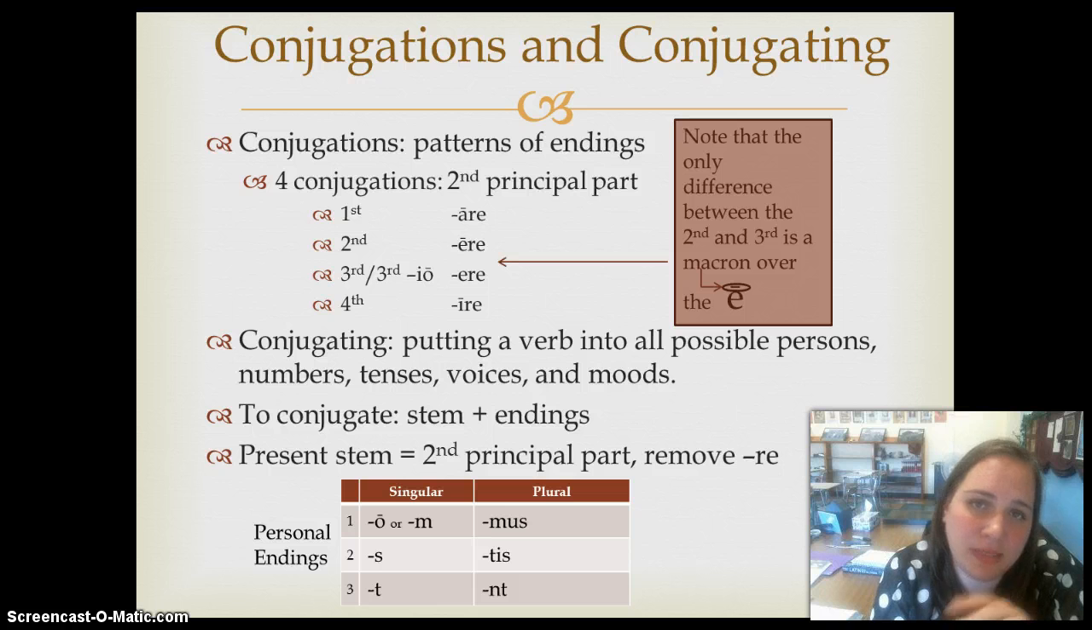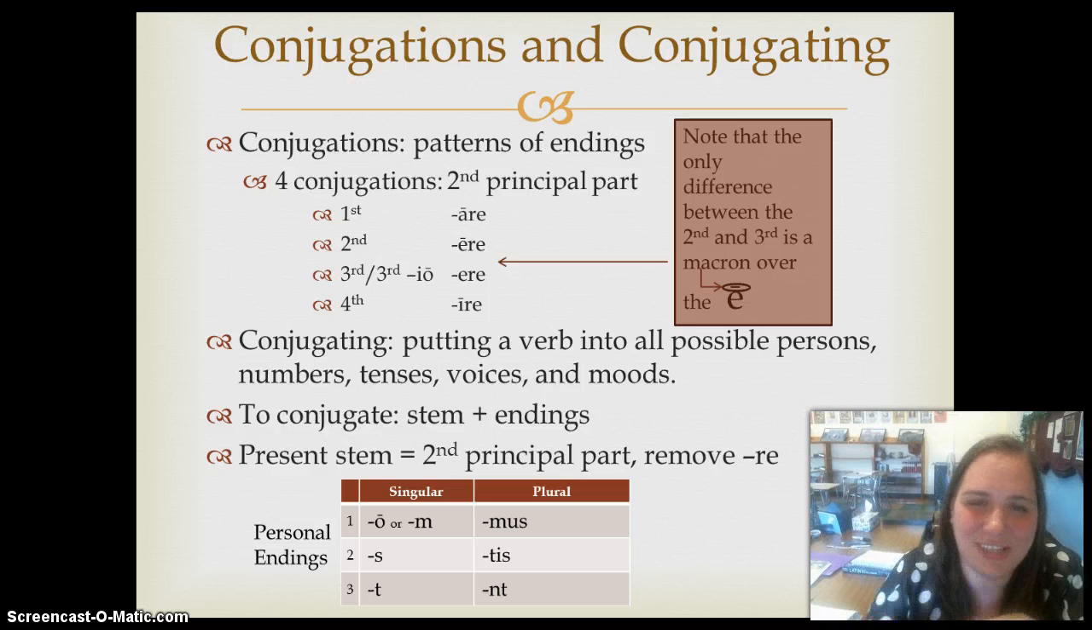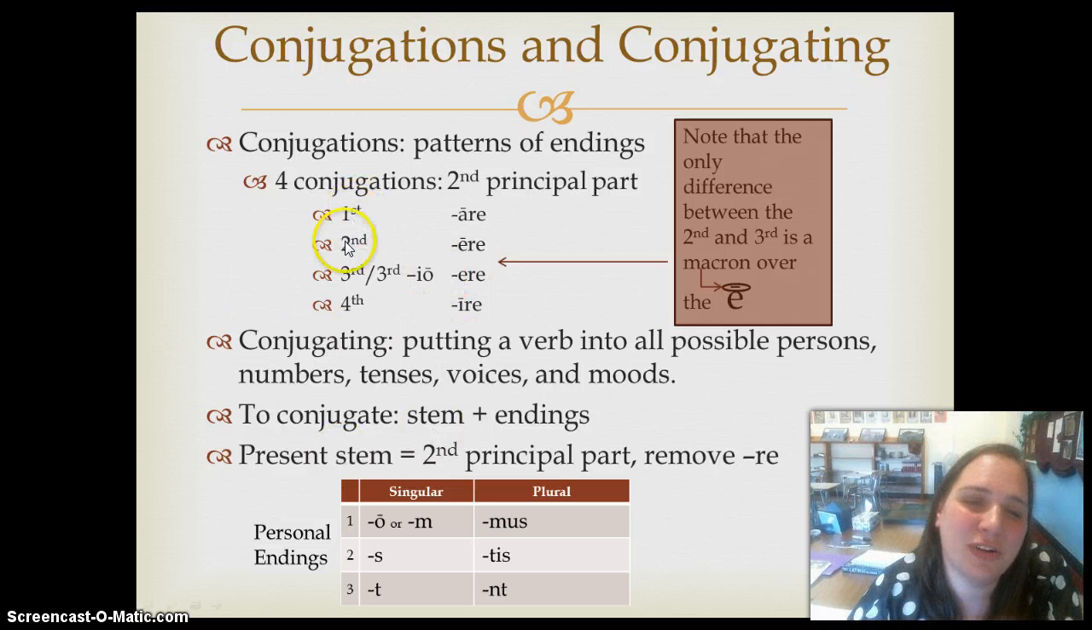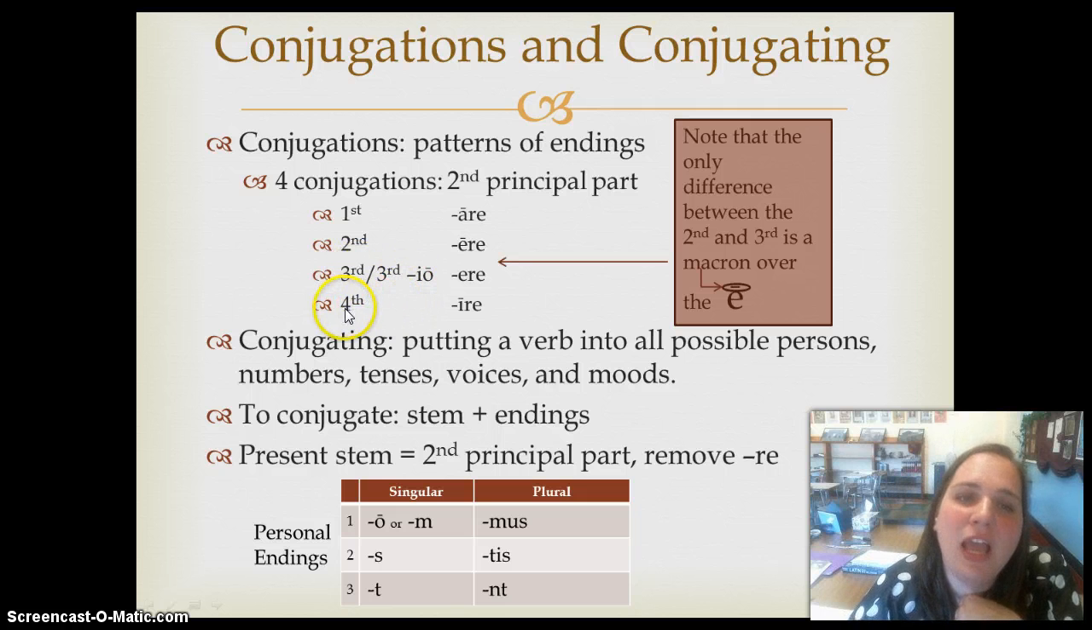that verbs tend to have. There are sort of 4.5-ish conjugations, okay? Because there's a first, second, there's a third, and then there's a subset of the third called the third IO, and then there's a fourth. You can tell what conjugation a verb is in based on its second principal part, okay?